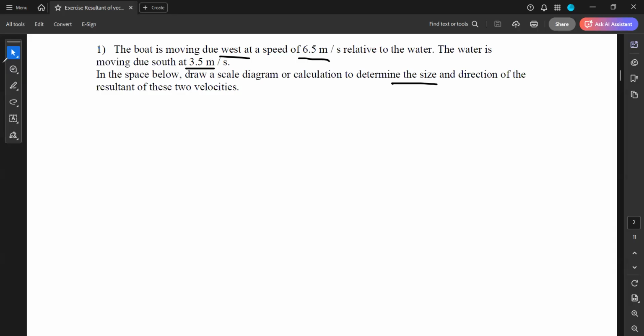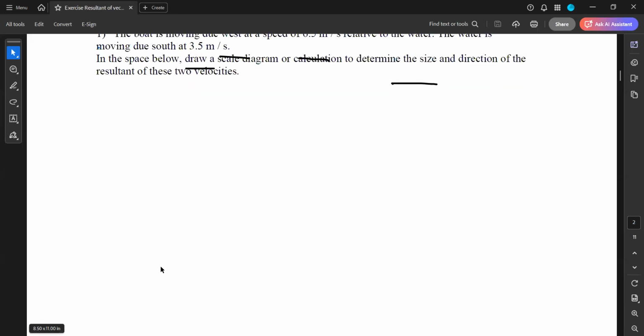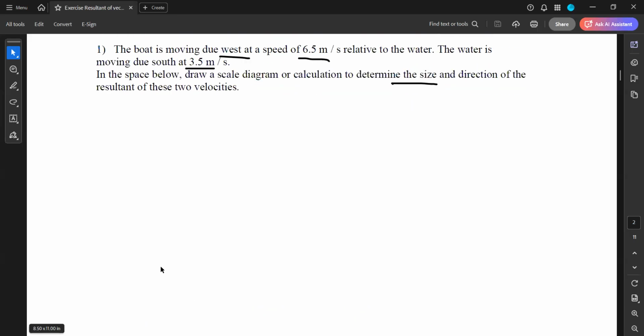If you see the bottom of this, they mentioned direction of resultant, but this time they did not specify from which side, either a direction relative to due west or direction from south. So they did not specify. If they don't specify, then you can draw any of the vectors first. In the question it is not specified from which vector you need a direction, so any of the vectors you can take a direction from.